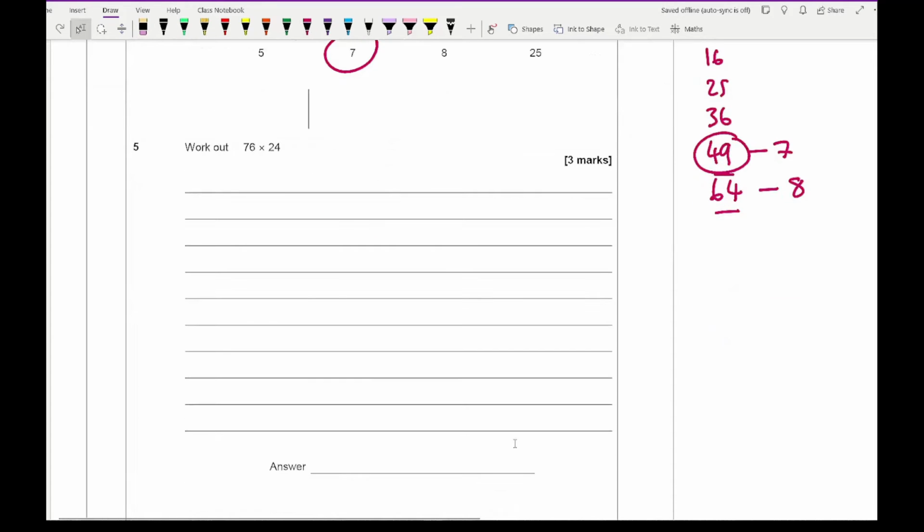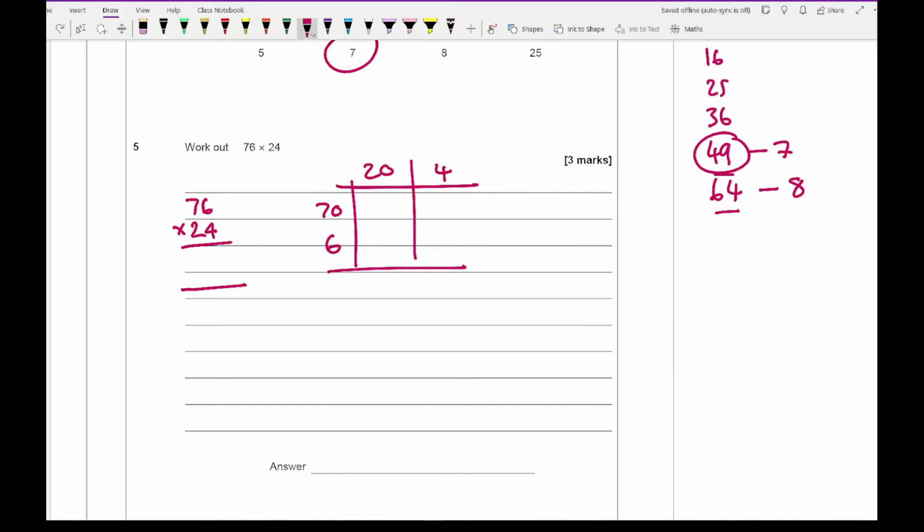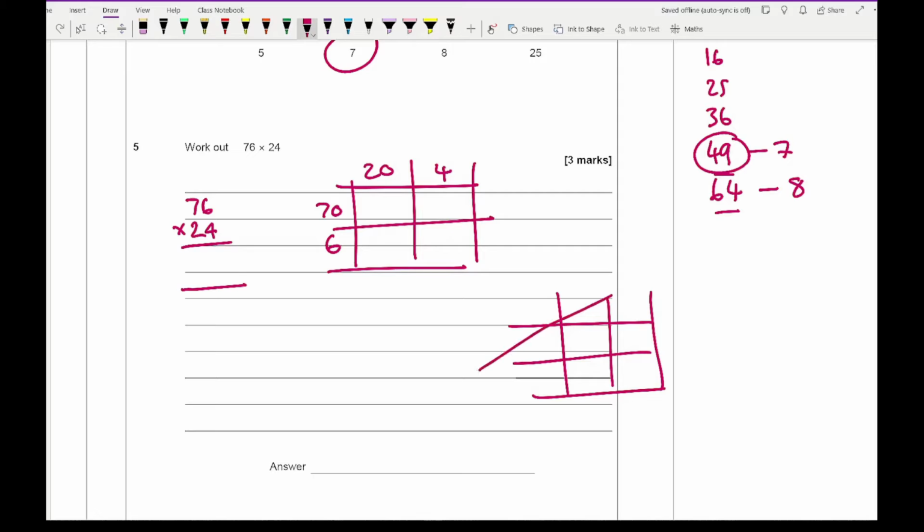Now for question 5, there's so many different ways in which you can do this. Now it is worth 3 marks, so there's several ways you could do it. The most popular ways are probably doing it more the column method, where you're working your answer out like this. The other way could be the grid method, where you've got 70 and you've got 6 and you're doing 20 and 4. And then you've got, let's say, the Elizabethan way, using diagonals. So again, if you have absolutely no idea what I'm talking about, there is a method where you have diagonal lines going through and you can answer that way.